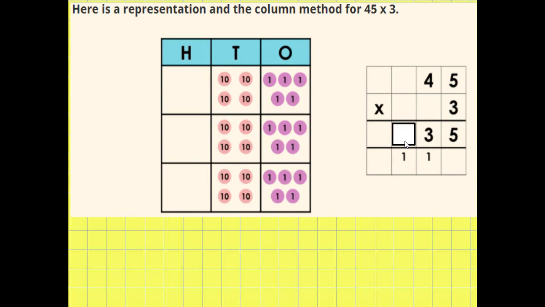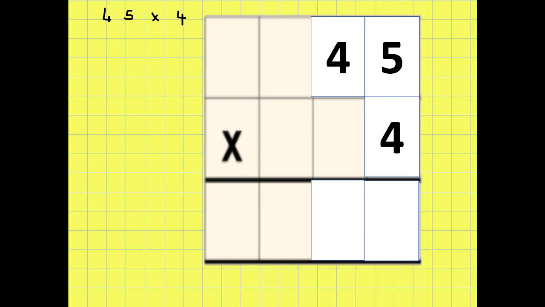Okay, and that means in this column, I haven't got anything above it, but I still need to add the 1 below. So 45 times 3 is 135. Okay, let's try the next one.